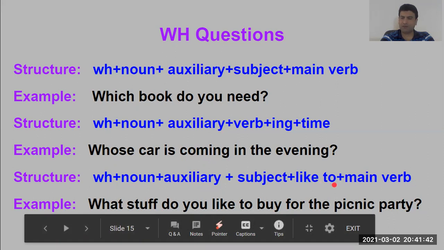Then we have another structure, that is WH question word plus noun plus auxiliary plus subject plus like to plus main verb. So let's look at this example. What stuff do you like to buy for the picnic party? What is the WH question word, stuff is noun, auxiliary is do, subject is you, then we use like to here, and finally we use buy. And then the rest of the sentence: what stuff do you like to buy for the picnic party?